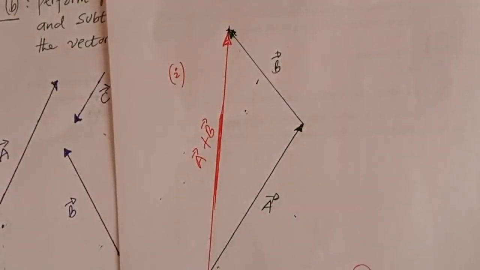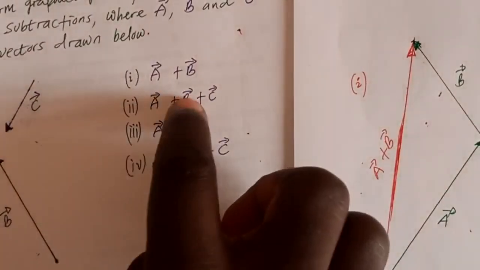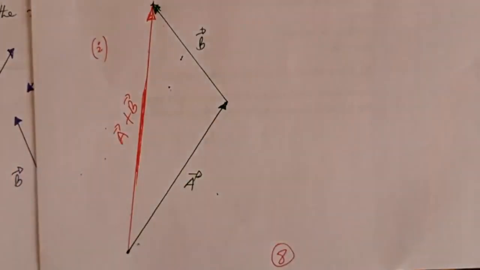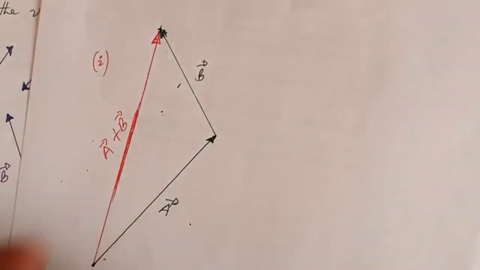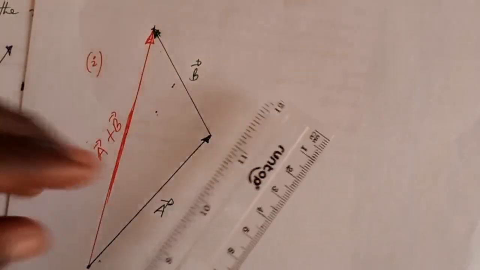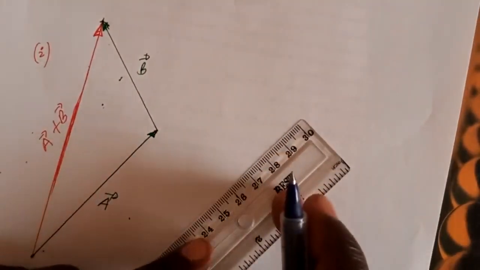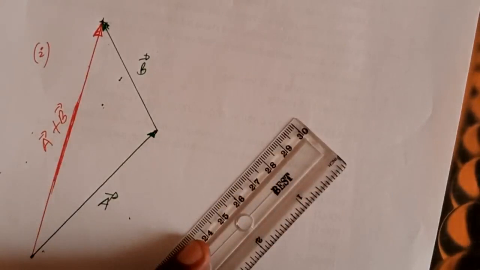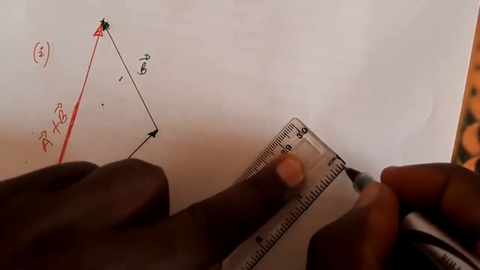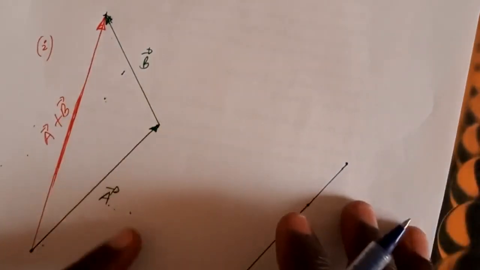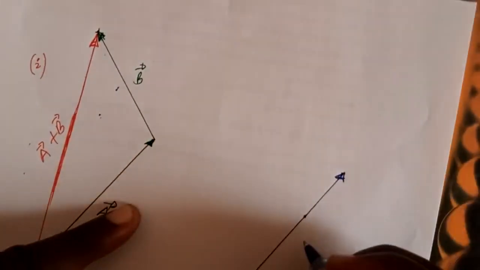Okay, for Roman number 2, we are adding all the three vectors, A plus B plus C, all the three vectors added together. So we're going to repeat what we did before without drawing this one. So I will do it here. Now I will draw my vector A again, parallel to what I have here. Okay, great. So this is my vector A.